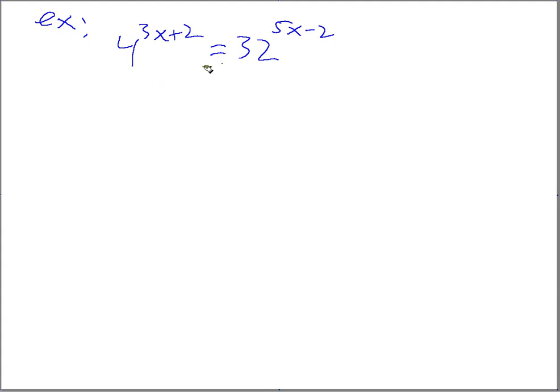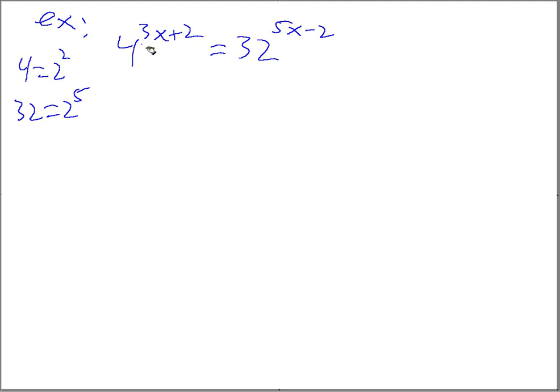Now the base is not the same, so we cannot simply set these equal to each other, right? But let's observe that we can get both of these bases to be the same because 4 and 32 are powers of what? Of 2. Because isn't 4 equal to 2 squared? Isn't 32 equal to 2 to the 5th? Can we see that? So we can rewrite these with the same base as it turns out, right? Doesn't always happen, but in this case we can do that.